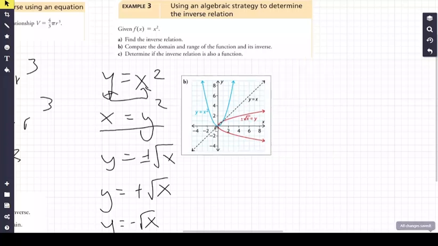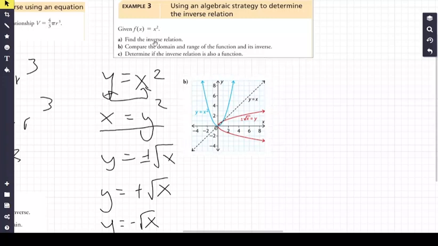This is positive x, the top red one. This is obviously positive square root of x, and under it is negative square root of x. I think that makes sense. So what makes a function a function? Well, it has to pass the vertical line test. Does this pass the vertical line test? It doesn't, right? So this is a relation.